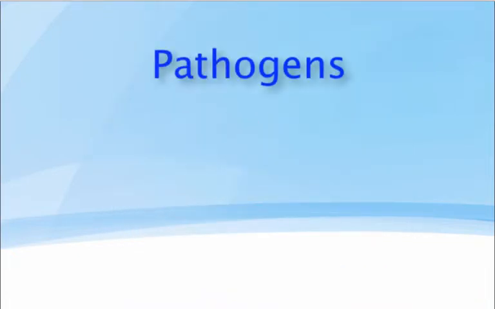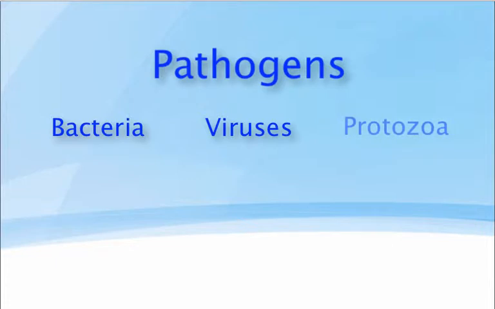Germs can be classified into groups of pathogens. Remember, the word pathogen means anything that can cause illness. This can be a disease or an infection. The 5 classes of pathogens that we'll look at are bacteria, viruses, protozoa, fungi, and prions. We'll take a look at each one.